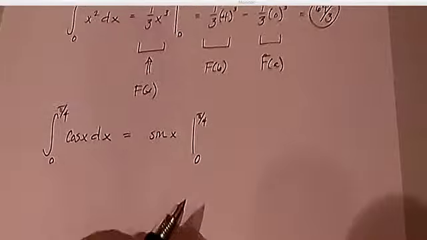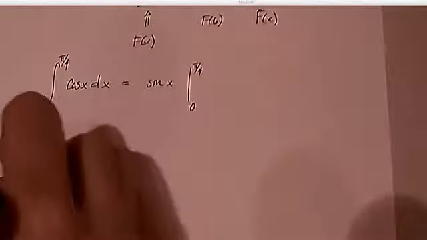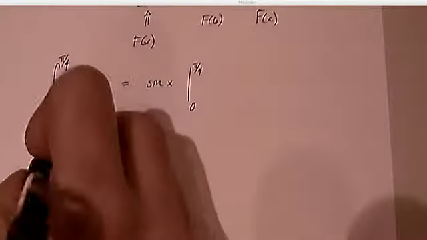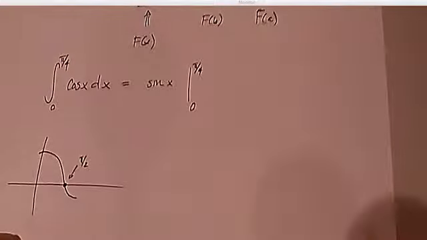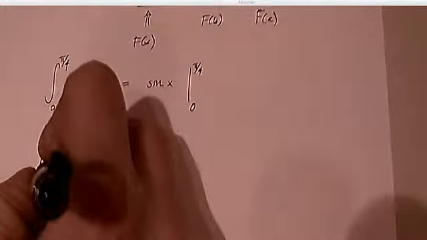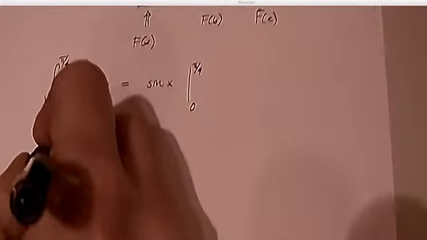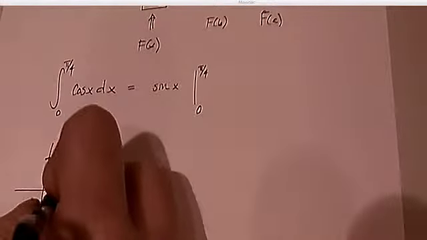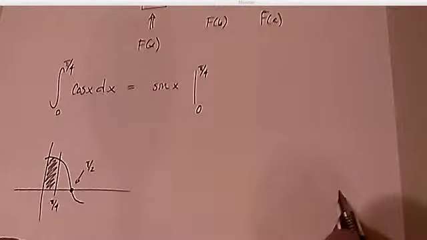Because what I'm really interested in right here, if I'm looking at the cosine graph, I know the cosine graph does that, right? And it crosses right here at pi over 2. So really what I'm looking for is this area right here between 0 and pi over 4.